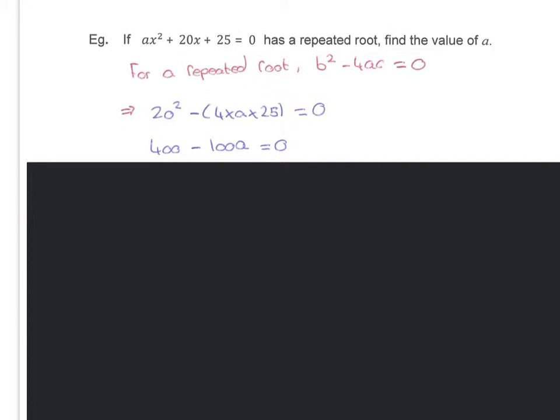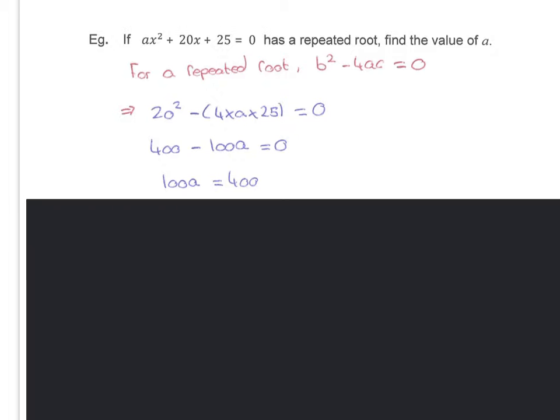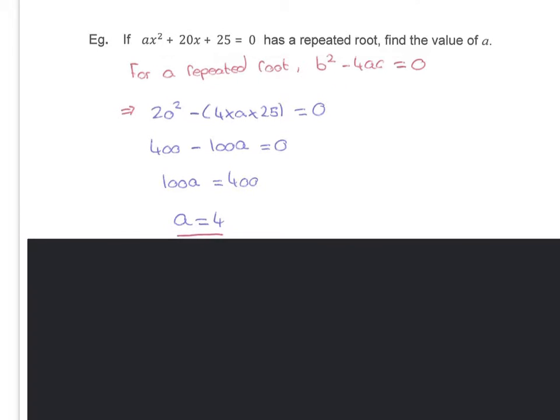So now all we have is a straightforward linear equation. We're trying to solve it and find a. So 100a should equal 400. Divide through by 100 and we get a equal to 4. So if a has a value of 4, then our quadratic equation will have a repeated root.